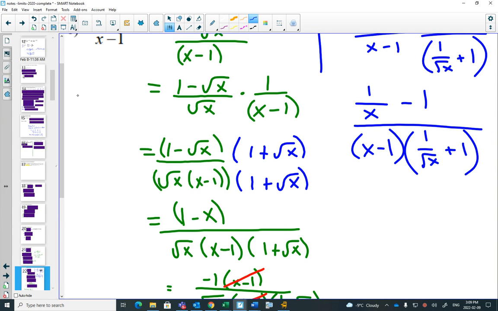If I had rationalized the numerator at the beginning like this and ended up with all these fractions over fractions, looking at this on the top, I would multiply this by x over x, and I would get a single fraction on the top. And on the bottom, I still have x minus 1, and here I would multiply this by root x over root x.